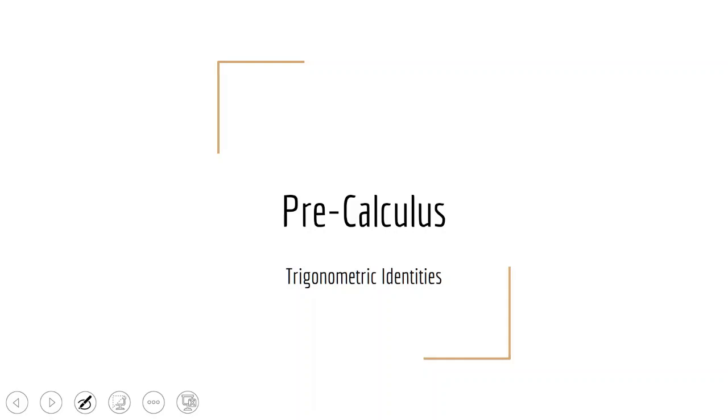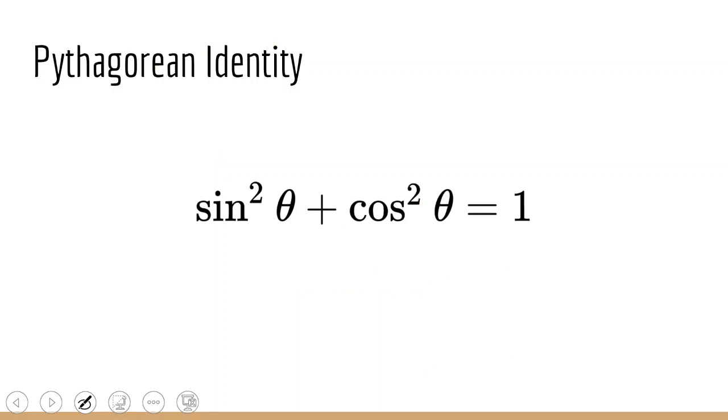Continuing on with trig functions, this video will be about different trigonometric identities. These identities are equations that hold true for all cases. We're going to start off with the Pythagorean identity. Here we have sine squared of theta plus cosine squared theta is equal to 1.